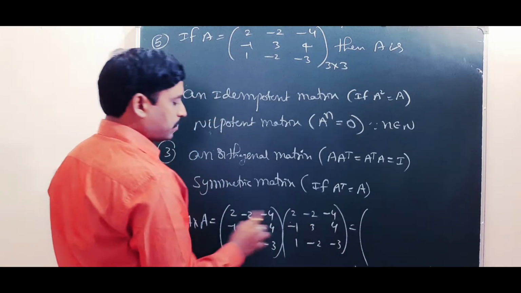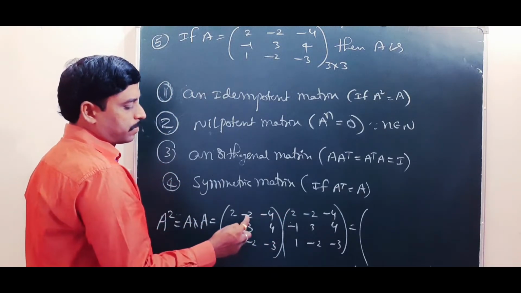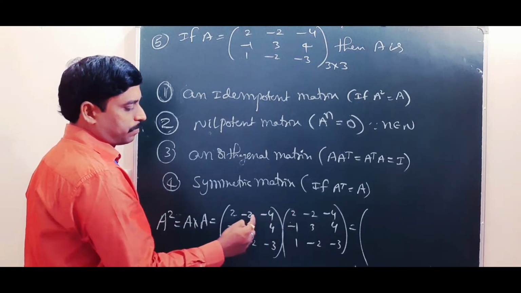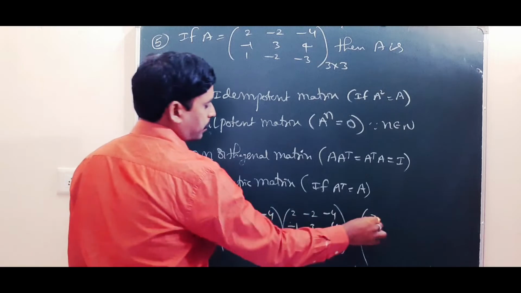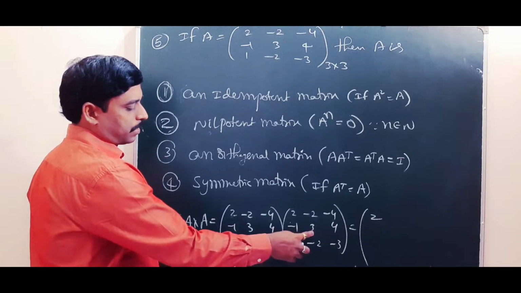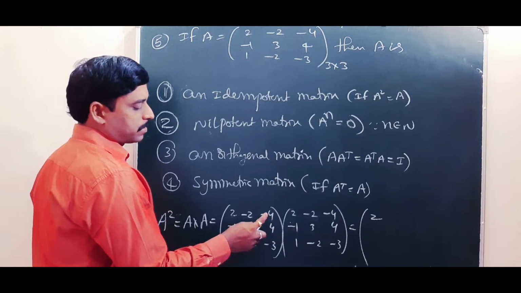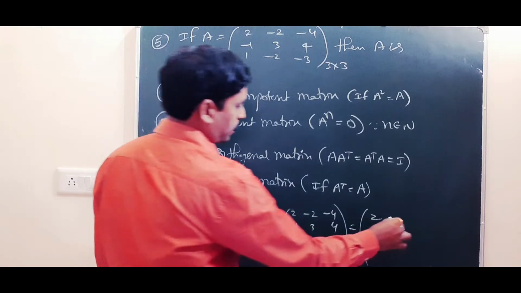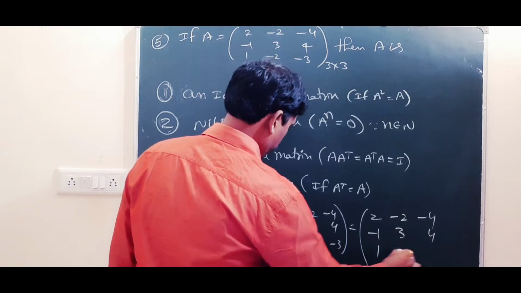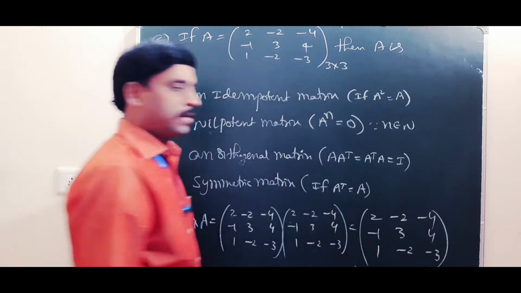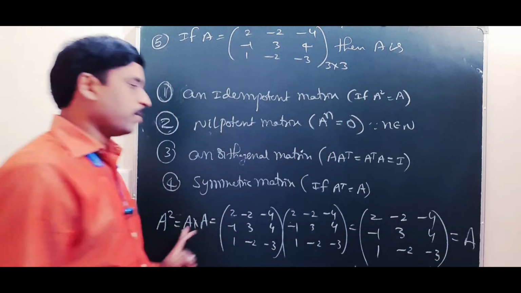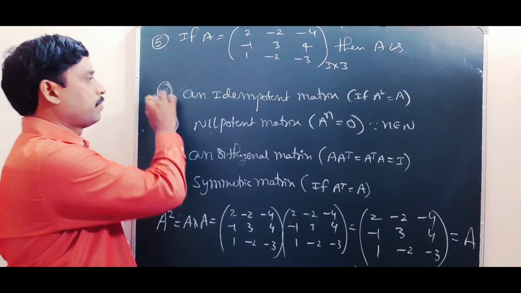First row multiplied with the first column: 4 plus 2, 6, 6, minus 4, gives 2. First row multiplied with the second column: minus 4, minus 6, minus 10, plus 8, gives minus 2. Similarly the remaining elements; this is nothing but A. If A square is equal to A, then A is called an idempotent matrix. The first option is correct.